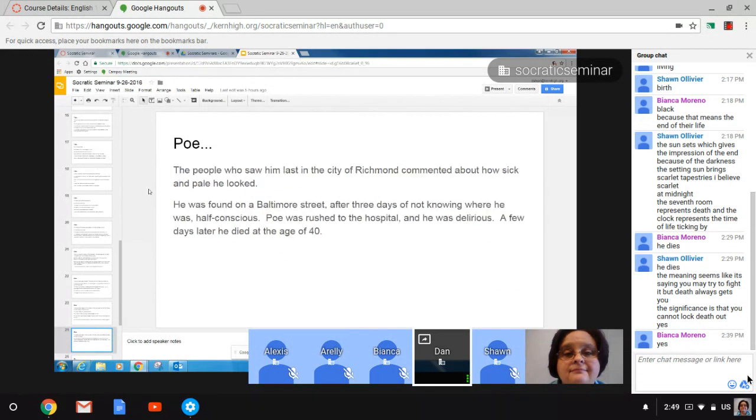And the people who saw him last in the city of Richmond commented about how sick and pale he looked. So isn't it interesting that in Masque of the Red Death a character looks pale and ill like a corpse, and Poe looks that way here at the end of his life. He was found on a Baltimore street after 3 days of not knowing where he was. He was half conscious, and Poe was rushed to the hospital, and he was delirious, and a few days later he died at the age of 40.